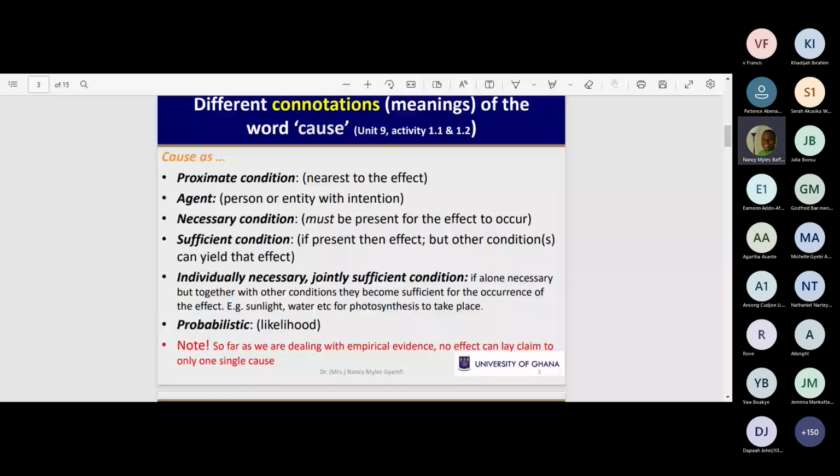So we are going to look at the various connotations that we give to the word cause, the various meanings. Okay, when we say cause, he caused it. So someone has fallen down, for example, and we want to know what caused it. I want examples that you can easily relate to, so you don't have to do too much thinking about the example. The example is straightforward, then you think to get the concept.